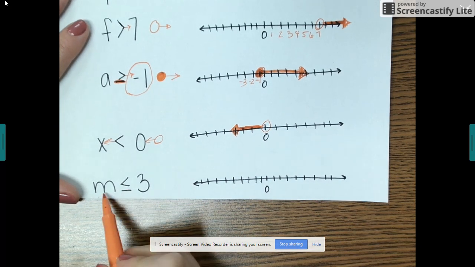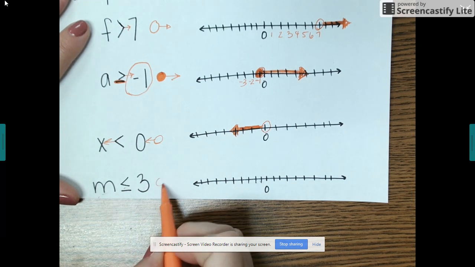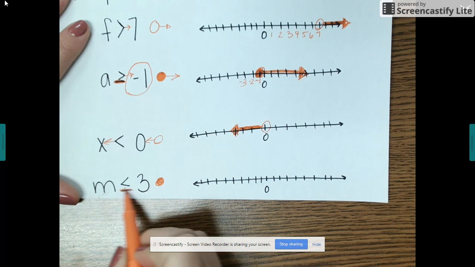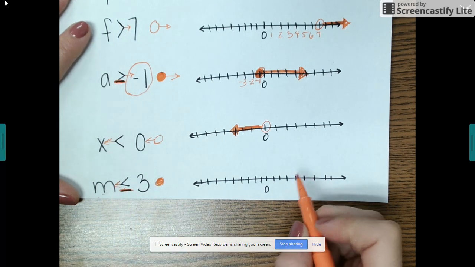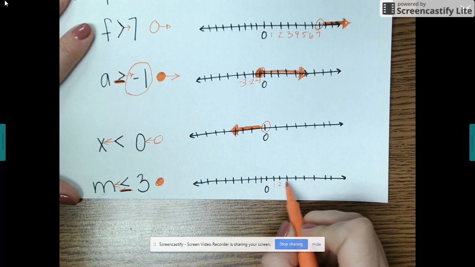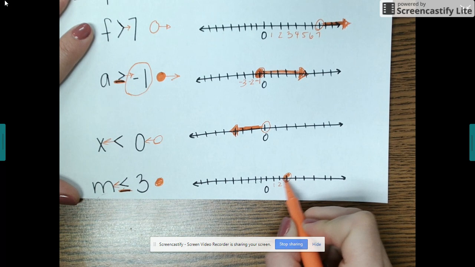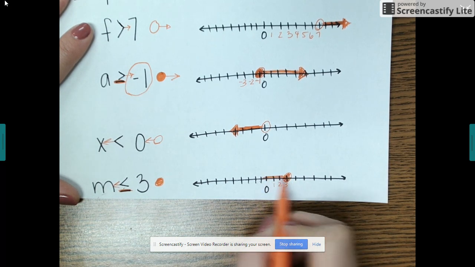And the last one for this one, m is less than or equal to 0. We know it's going to be a closed-in circle because of this line. We're shading that way. So we need to find 3. 1, 2, 3. We said it's a closed-in circle. We're shading this way.